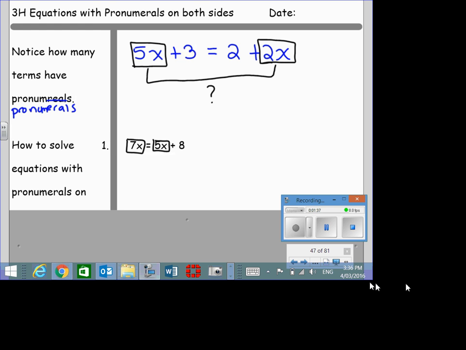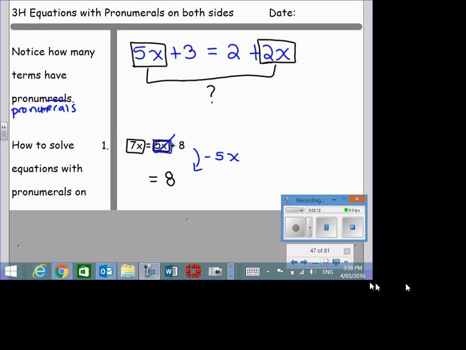In order to get my x's in one location, notice that this is one term. So 5x is a term on its own. If I want to move the 5x to be with the 7x, it's a positive 5x, so I can subtract it from both sides. I can subtract 5x as one of my steps. If I do that, I'm not going to have a 5x left on the right-hand side of my equation anymore. I will wind up having just the 8 left over on the right-hand side.